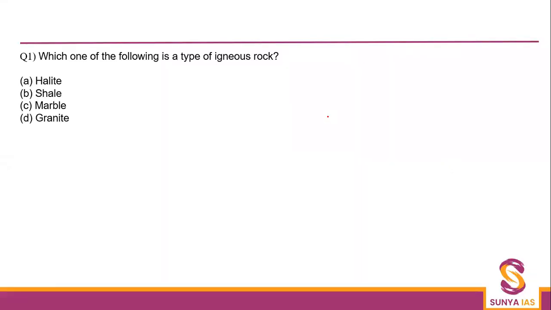The first question in front of you is asking which of the following is a type of igneous rock. So we are going to talk about igneous rock here. If you remember, we had studied that igneous rocks are the rock systems formed out of magma and lava, by the cooling of magma and lava. Magma is inside the earth; lava is when it comes outside the surface and cools down, and that rock system is formed. So these are the igneous rocks.